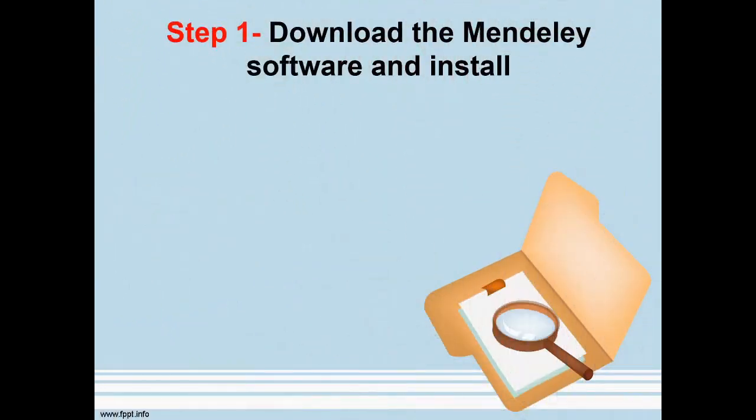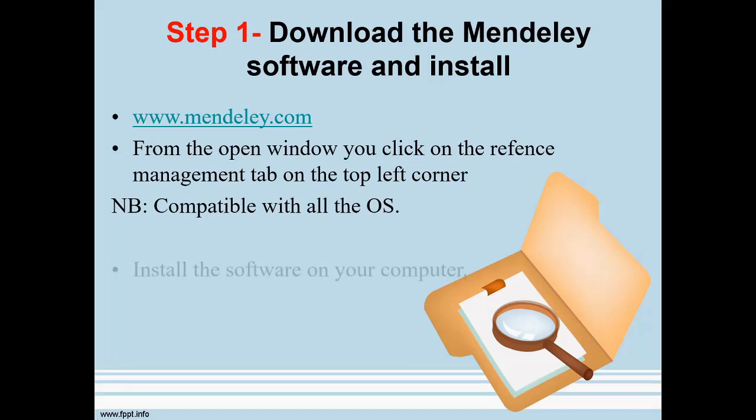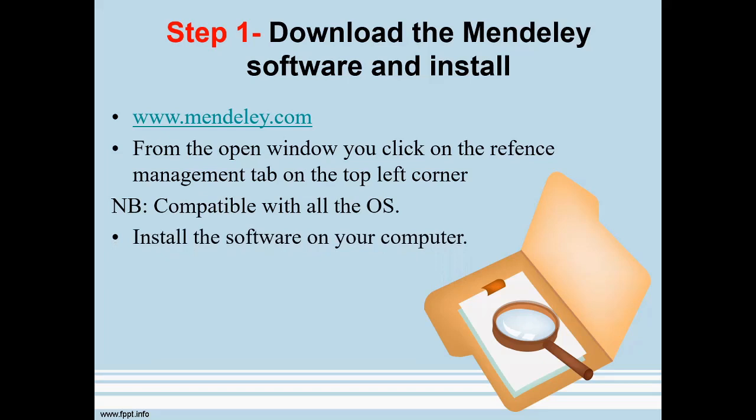Download the Mendeley software and install it just like any other software application. To do this, open your web browser and within the address bar type www.mendeley.com. Now from the Mendeley window, you click on the reference management tab, which is usually found on the top left corner. Note here that the Mendeley software is compatible with all operating systems, and therefore regardless of whether you are using Mac OS, Windows or Linux, you are good to go. Then you install the software on your computer.